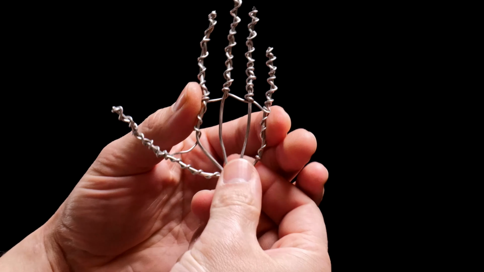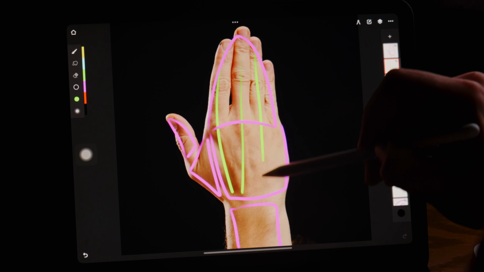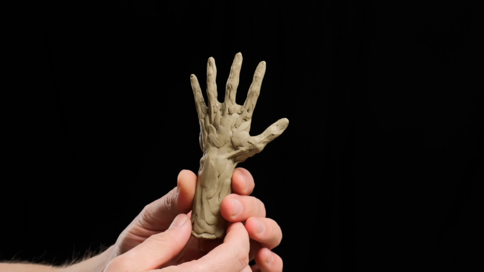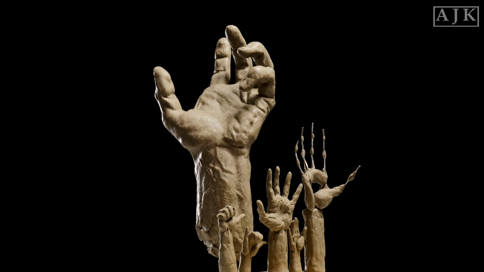Hello fellow artists, today we're going to be delving into the artistry of the hand by studying the rhythms and gestures of the hand. I'm Andrew Joseph Keith and welcome to this artistic anatomy lesson.